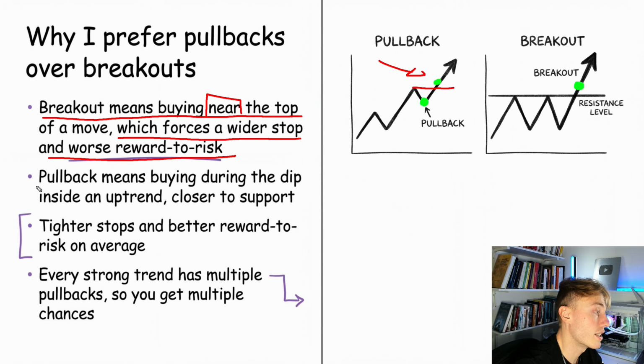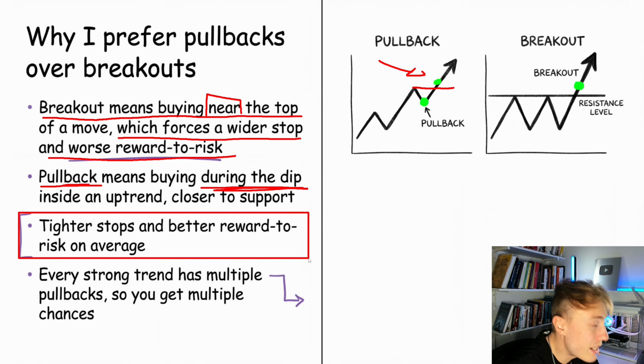While if we are talking about pullbacks, it basically means buying closer to the low of the dip and buying during the dip inside an uptrend and closer to support. And this doesn't always have to be true, but in many cases, with a pullback, you will be able to have a tighter stop, a better risk to reward, and you might even in general have better expected value. But this is a little bit outside the scope of this course.